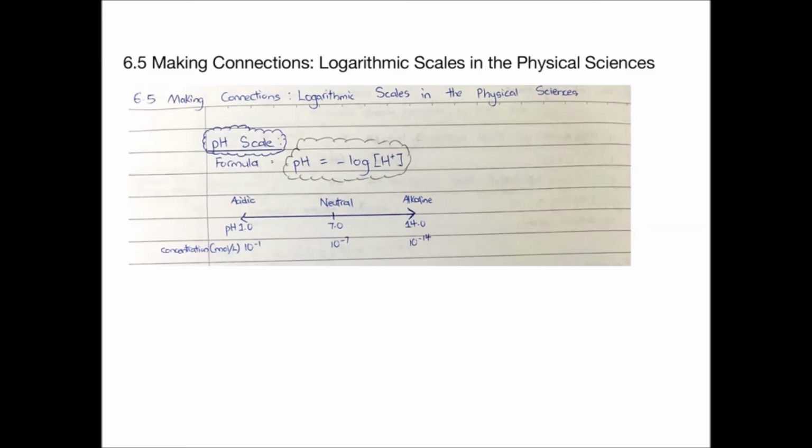As you can see from the scale below, neutral is 7.0, and below 7.0 is all acidic until pH 1. The lesser it is, the more acidic it is. For example, pH 2 is more acidic than pH 3. Above 7, it will be alkaline. The more it inclines outwards from 7, the more alkaline it is. I'm giving you an example: 14 will be more alkaline than 12.